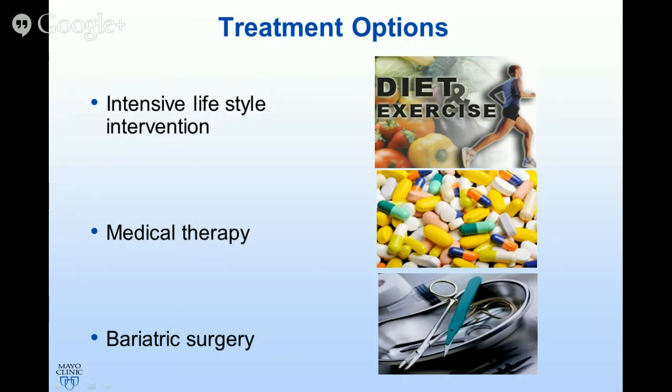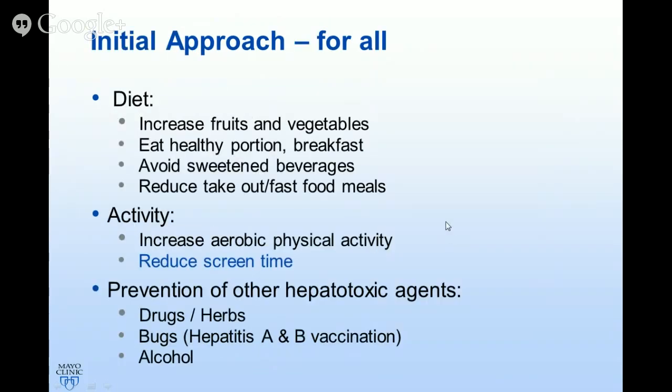above options. So first, diet: increasing fruit and vegetables is key, eating healthy portions and not skipping breakfast, avoiding sweetened beverages as those are rich in high fructose corn syrup, and reducing takeout and fast food meals, trying to cook in-house. Also, activity is important: increasing aerobic physical activity and reducing screen time, and this includes video games, internet time, and also TV.